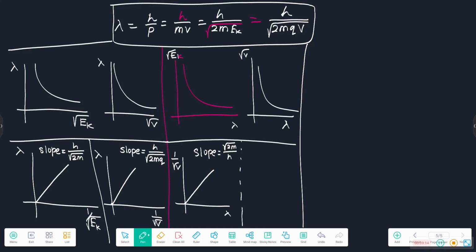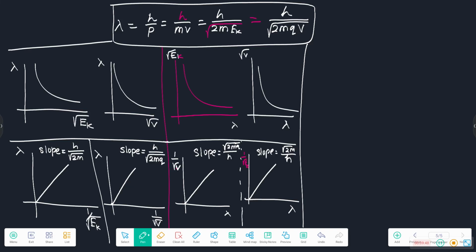Now next, the same thing I'll do. Not root ek, you take here root 2mq. Root 2mq divided by root ek you take for the next graph, now root 2mq divided by h. Now if I take here 1 by root ek and lambda, the same straight line graph will come. What is the slope here? Your slope is root 2m by h. So be careful about these graphs.